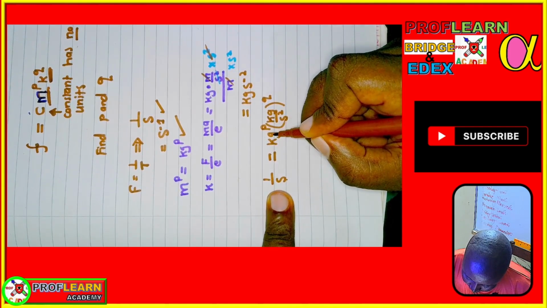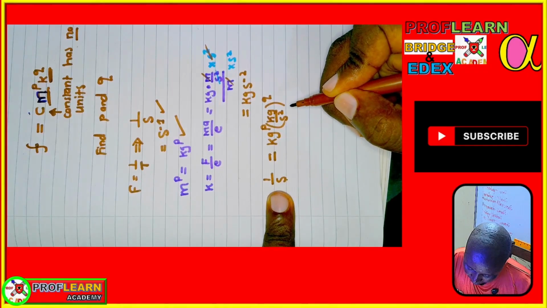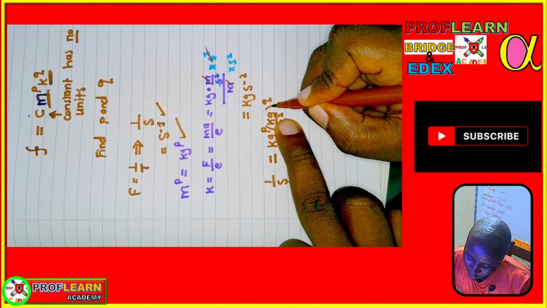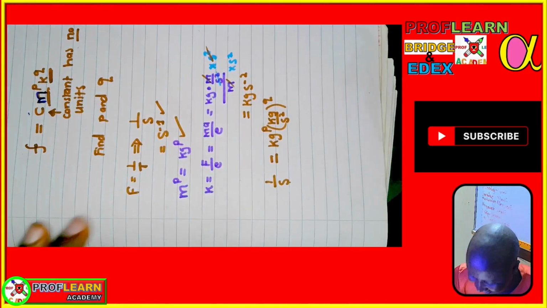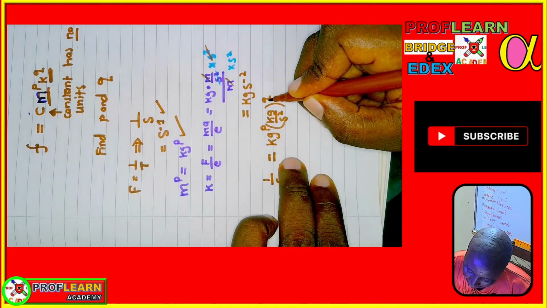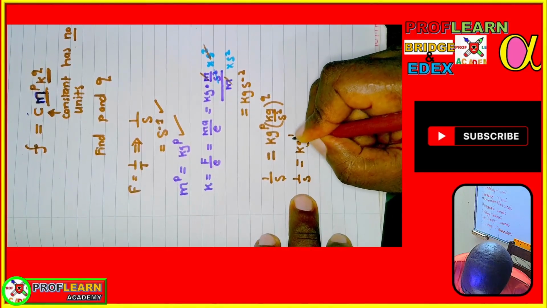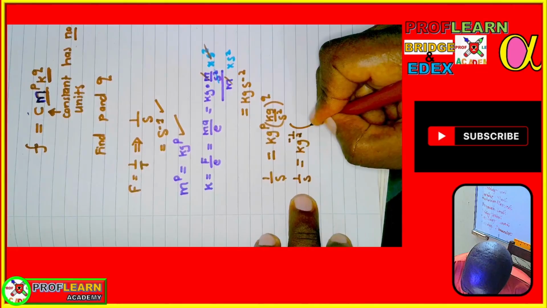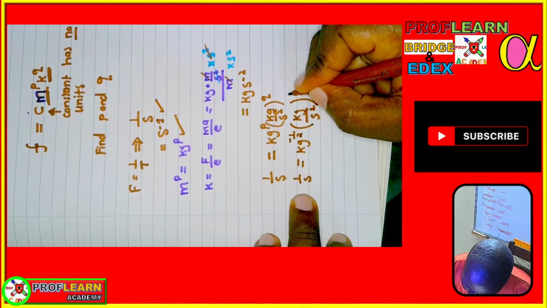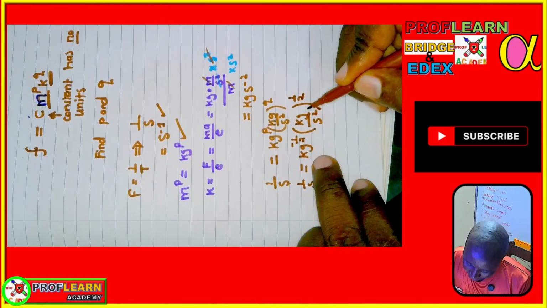It means this equation that we have here, for it to be remaining like that, this must be raised to a half, and this must be raised to a half. This must be raised to negative a half, and this has to be raised to power a half. So that we shall have 1 over a second is equals to kg raised to power negative a half, and this other part should be kg over s squared raised to power a half.